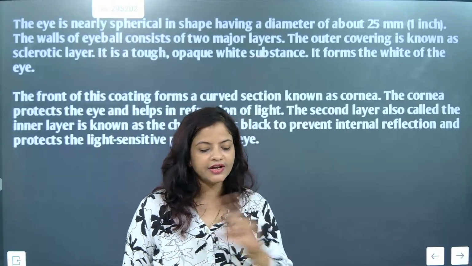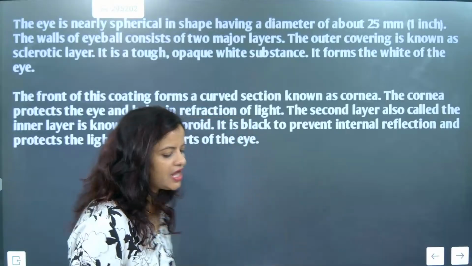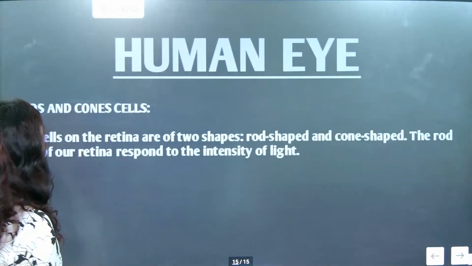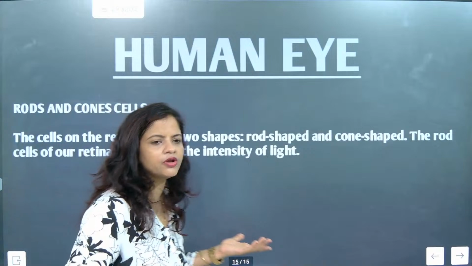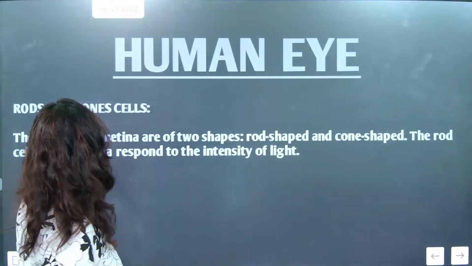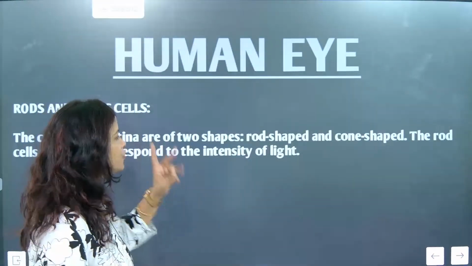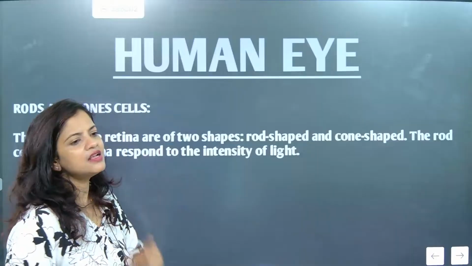It will not allow internal reflection. All of you have given the answer. Absolutely. Now we are going to talk about rods and cones. Already we discussed. Before itself we discussed. Now rods, the cells of retina are of two shapes: rod shape and cone shape.